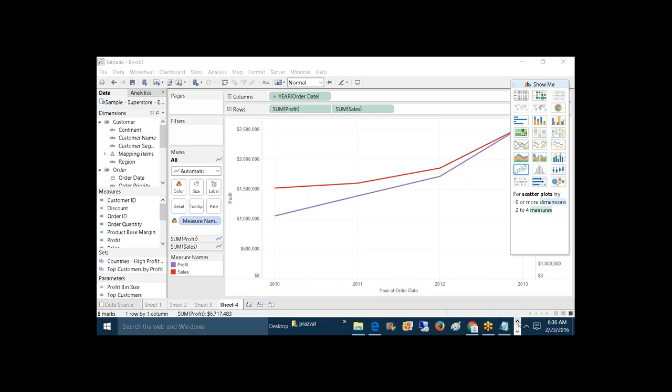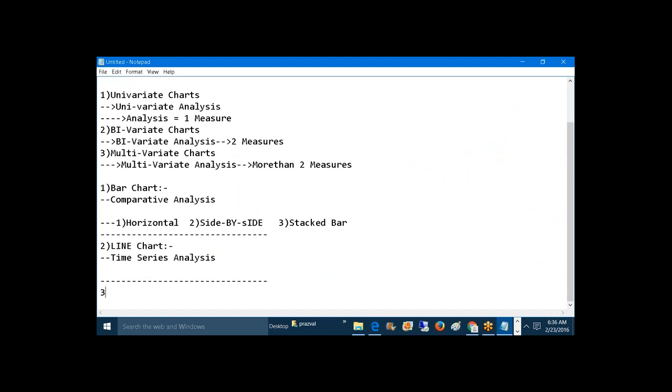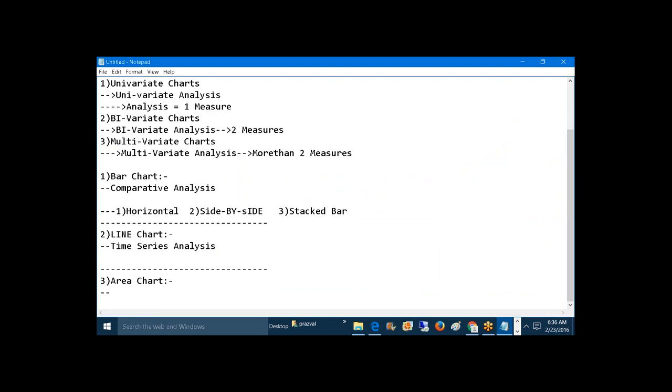Next, number three, area chart. The area chart is an optional chart to perform time series analysis. If you want to perform time series analysis, the optional chart available is the area chart.